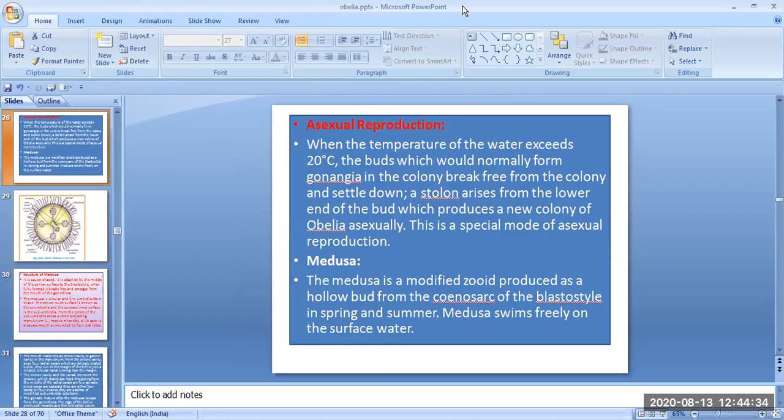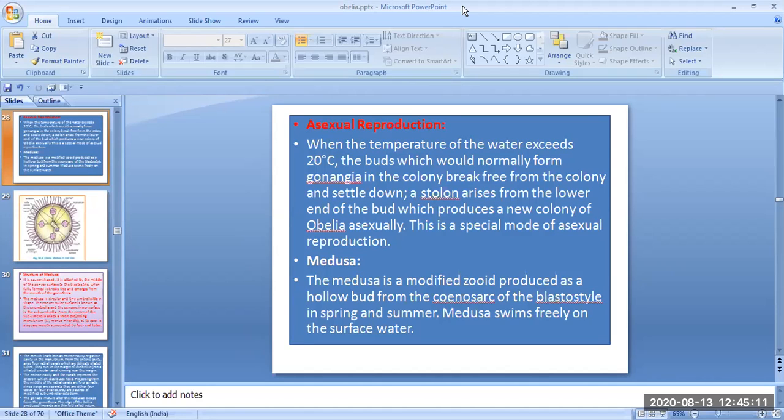Asexual reproduction of Obelia occurs when the temperature of water exceeds 20 Celsius. Normally, gonangia in the colony break away from the colony and settle down. The stolon arises from the lower end of the body, which produces a new colony of Obelia asexually. This is a special mode of asexual reproduction.